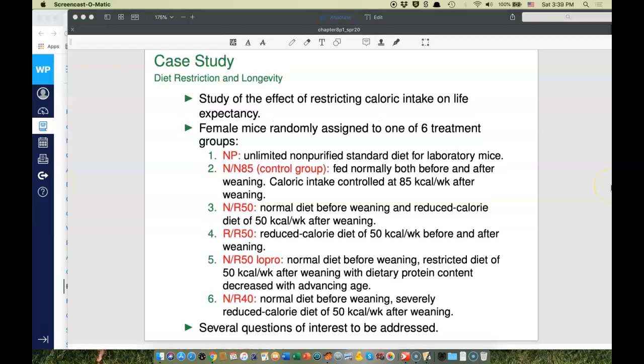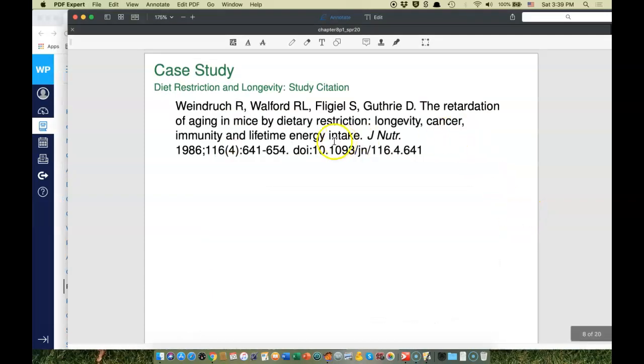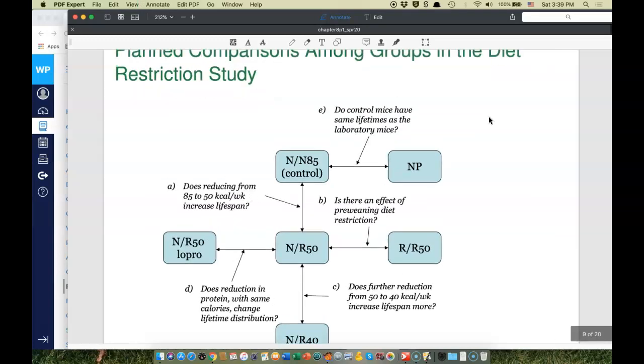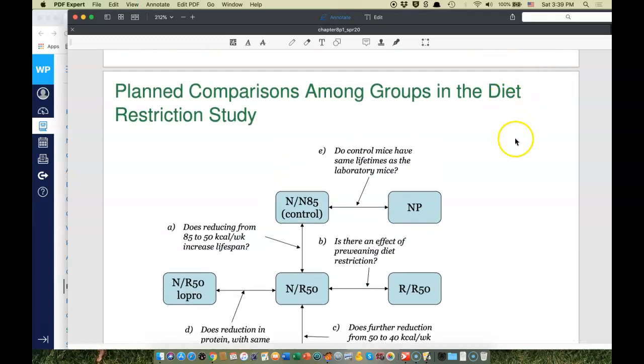But first let me give you the reference for this study. This is from the Journal of Nutrition 1986, and the subtitle of the study was The Retardation of Aging in Mice by Dietary Restriction, Longevity, Cancer Immunity, and Lifetime Energy Intake, in case you want to follow up on that.